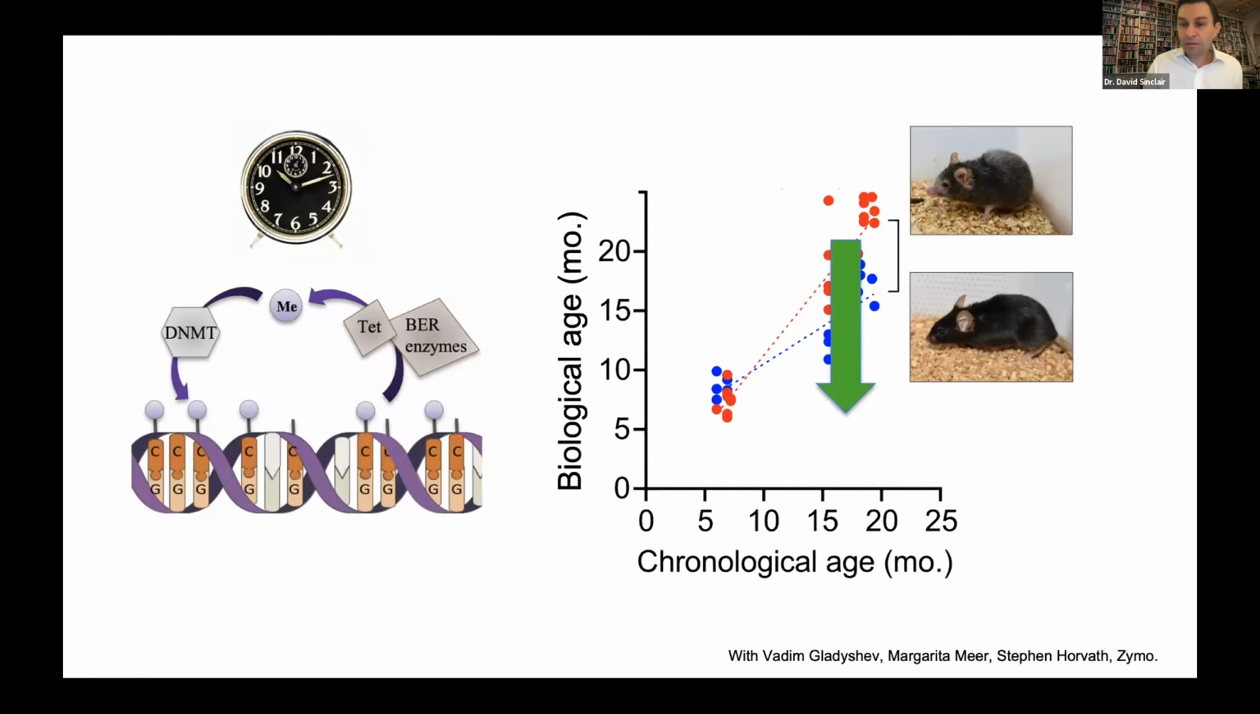But the first question is, can we take cells or mice that are old and make them young again based on the clock? And if we do that, does anything happen? Do the mice actually get younger? Do they get healthier? Or is the clock just an association or an epiphenomenon? And this is a big question in the field.